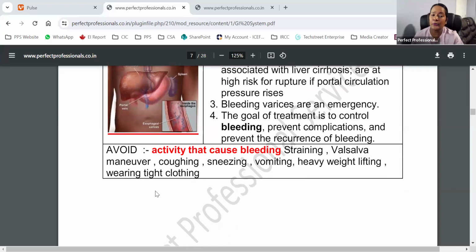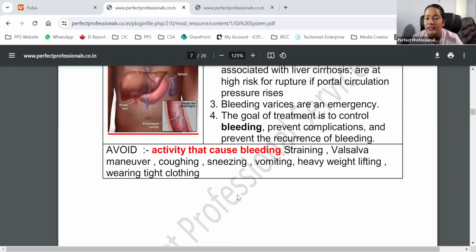Now, what all needs to be avoided? Avoid any activity that causes bleeding. What can cause bleeding? Straining. That will be the Valsalva maneuver, coughing, sneezing, vomiting, heavy weight lifting, and wearing tight clothing.